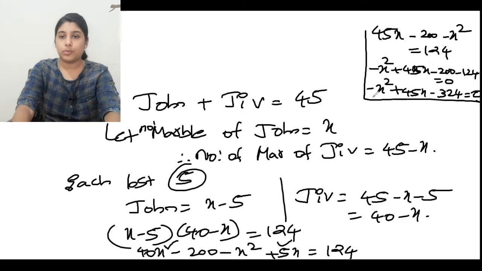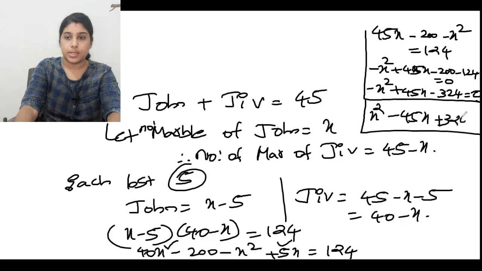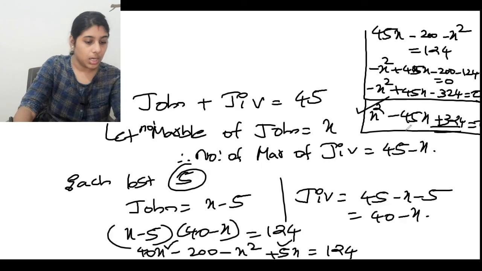It is okay, no problem for that. And here a is negative 1. But as it is starting with a negative value, we can just multiply the whole equation by a negative. So all terms will change and become x square minus 45x plus 324 equal to 0. So this is the general form of a quadratic equation.